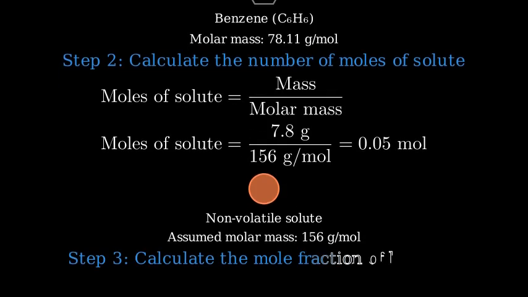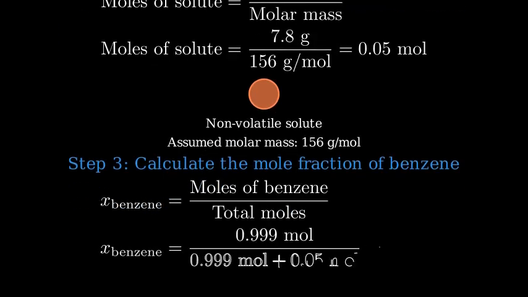Step 3. Calculate the mole fraction of benzene. X benzene equals moles of benzene divided by total moles. X benzene equals 0.999 divided by 0.999 plus 0.05. X benzene equals 0.952.